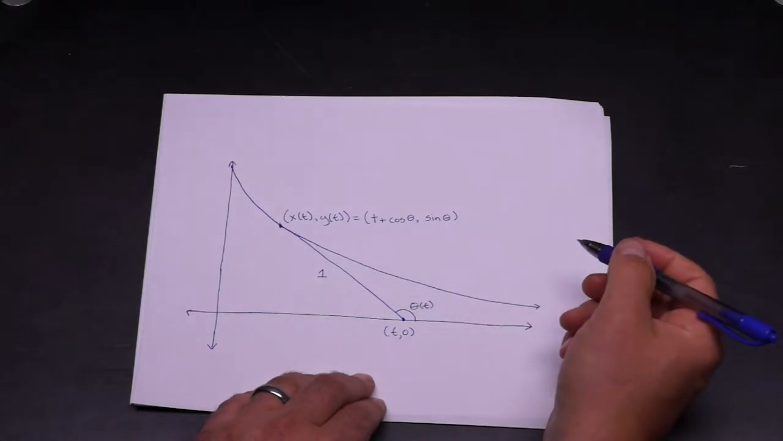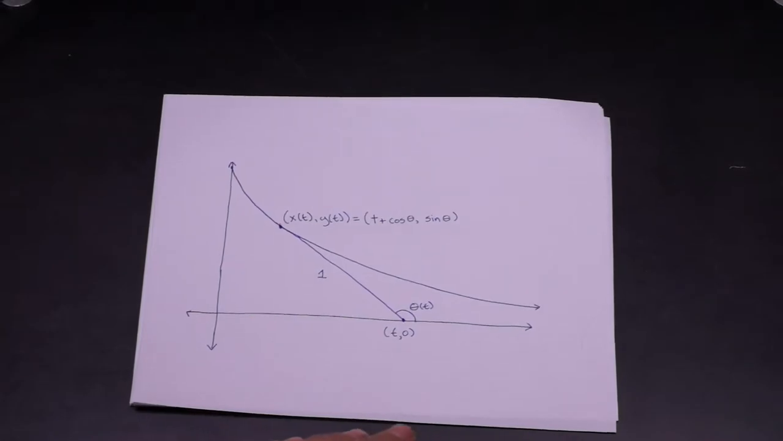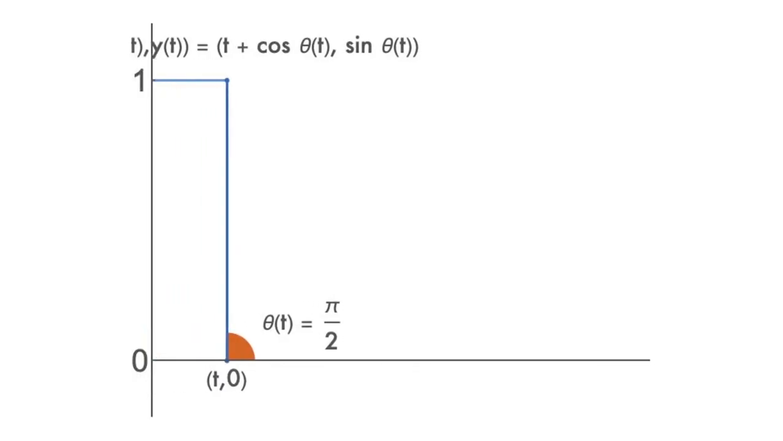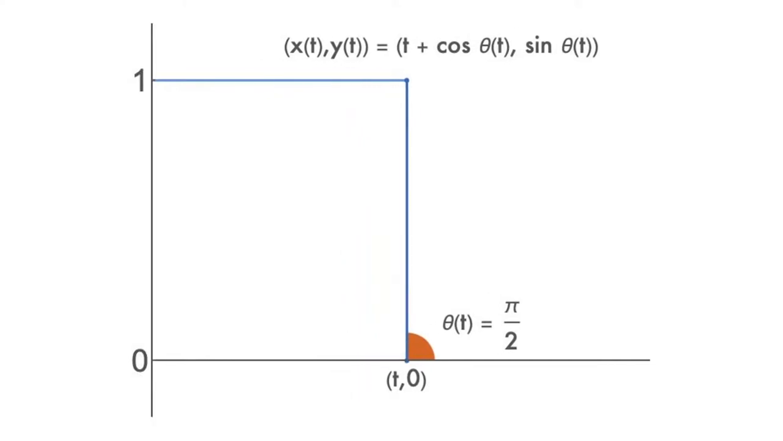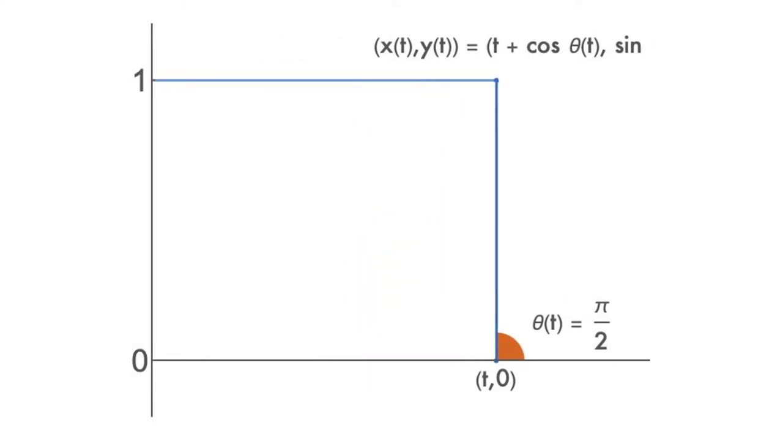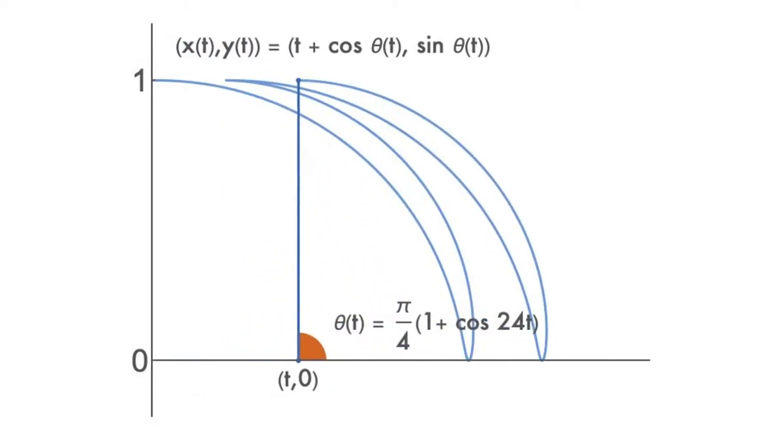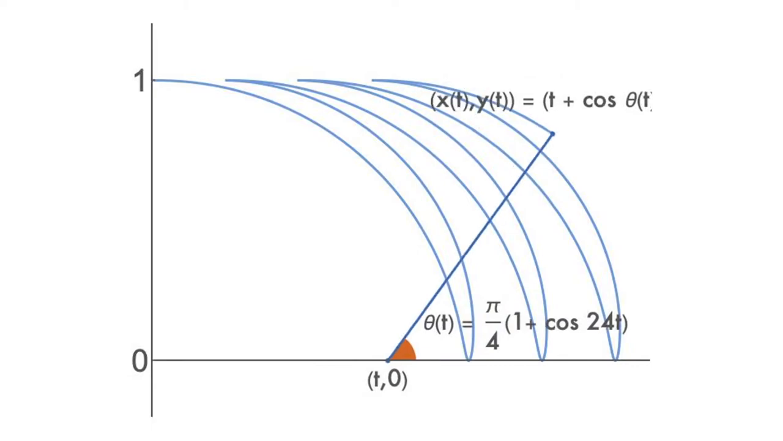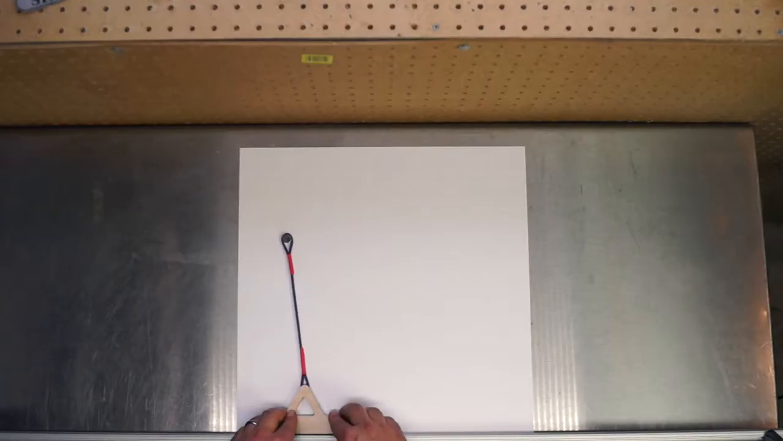Now at this point, a lot of people get stuck. And the reason is, we haven't really described the curve yet. For instance, if theta of t was a constant, we'd just be pulling out a straight line. If theta of t was some really weird function, we could describe this weird-looking oscillating curve. And neither of these is the curve that's dragged out by our magnet.